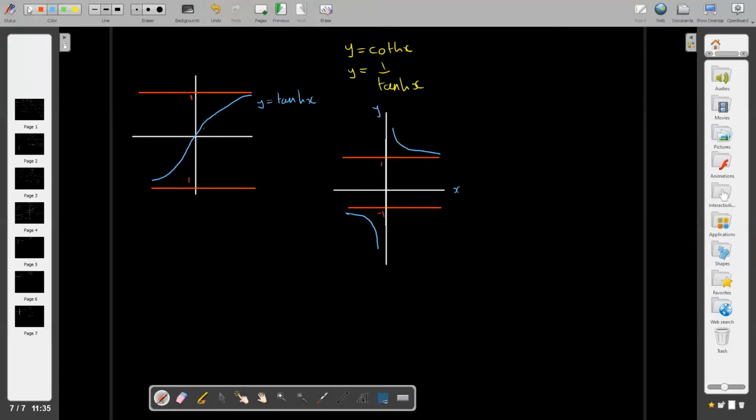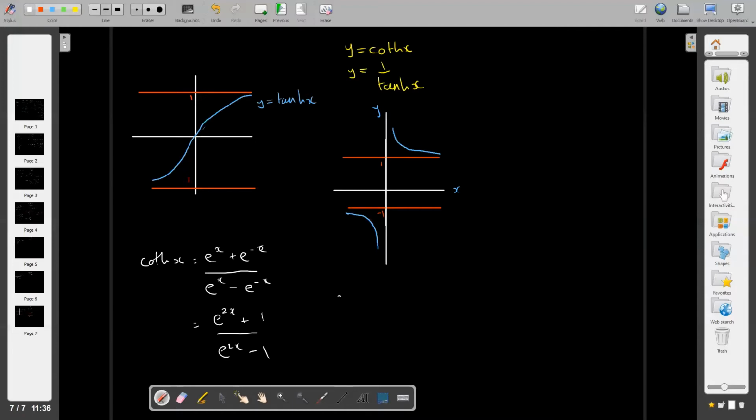So I'm going to do that now. If I was going to do this in exponentials, well, coth x is e to the x plus e to the minus x, all divided by e to the x minus e to the minus x. It's not terribly easy to see there what's happening. So what I'm going to do is multiply everything by e to the x and get e to the 2x plus 1 over e to the 2x minus 1.